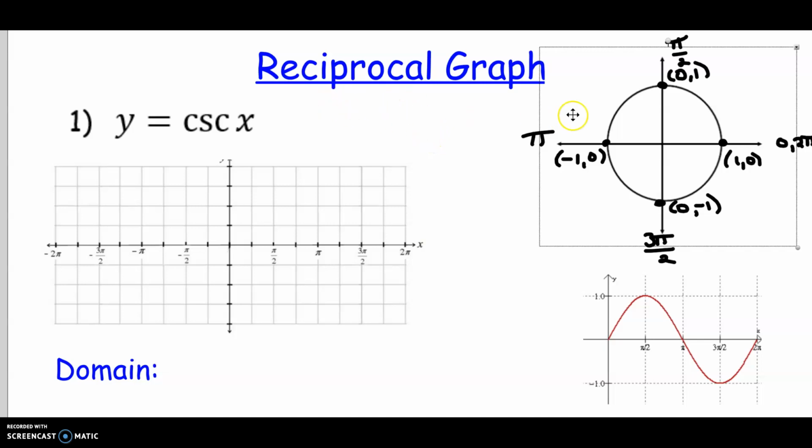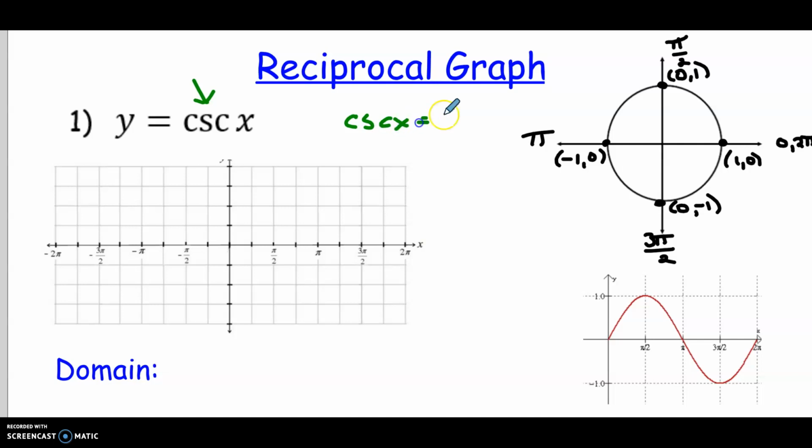All right, guys, this is a video on the reciprocal graphs. Okay, so for today's lesson, we're going to get through the reciprocal graph of sine, cosine, and tan. And you know these names: cosecant is going to be the reciprocal of sine, 1 over sine of x.